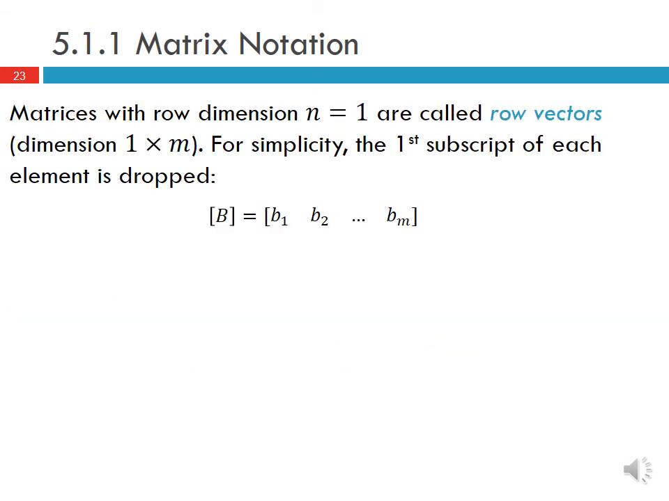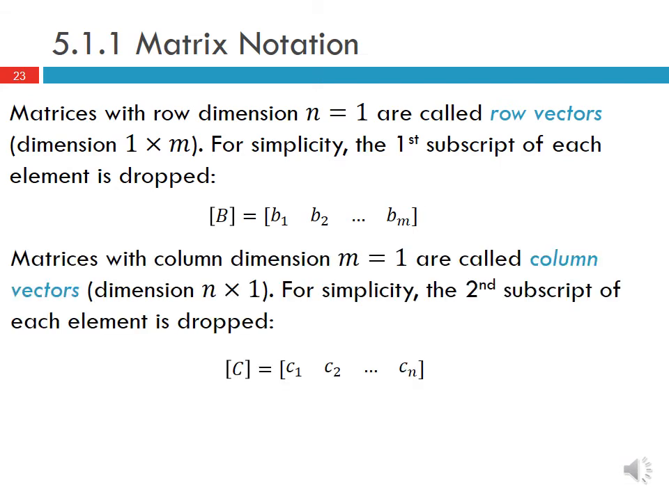Matrices that have a row dimension of n equals 1 are called row vectors, and their dimension is 1 by m. So instead of n by m, it's 1 by m. And for simplicity, the first subscript of each element is dropped. So we could write this row vector as b is equal to b1, b2, up to bm.